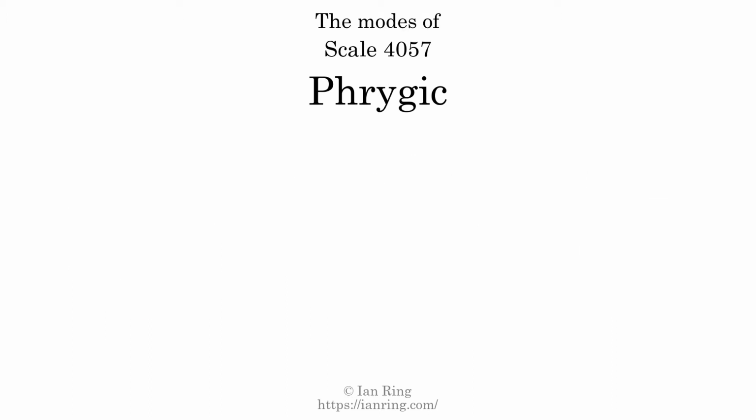This scale has 9 modes. The first mode is itself. The second mode is scale 1019, also known as Phrygic. It sounds like this.